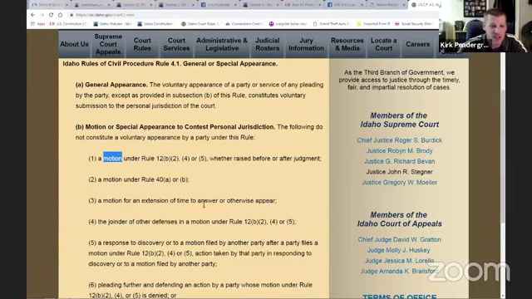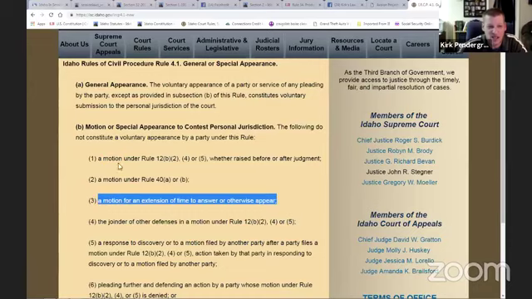Okay, motion for extension of time to answer or otherwise appear. So in the event you get something and you didn't get your notice of special appearance done before you have to go in, then the thing to do is say, okay, I need a continuance, I need an extension of time to do my administrative duties under sui juris. Okay.